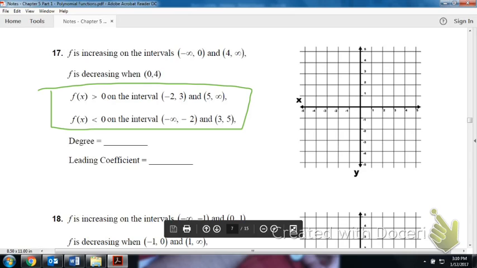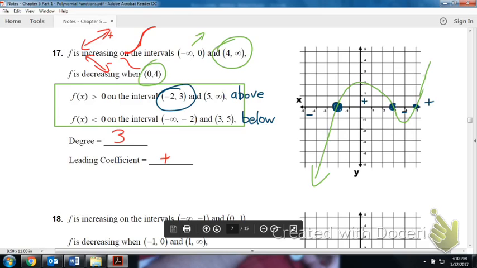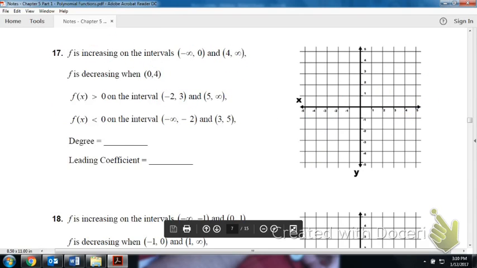All right. If it's greater than 0, it's positive. So therefore, when it's greater than 0, it's above. So it's up here. When it's less than 0, it's below. It's down here. Okay, it's below the x-axis.